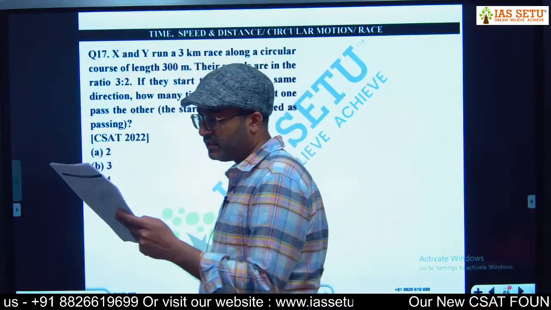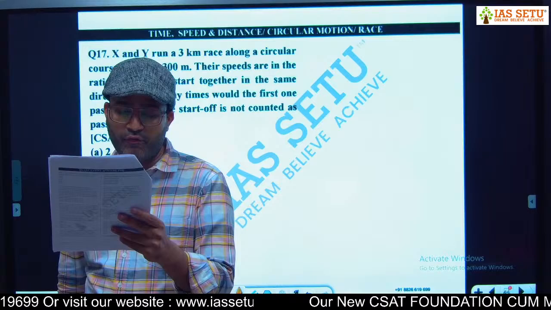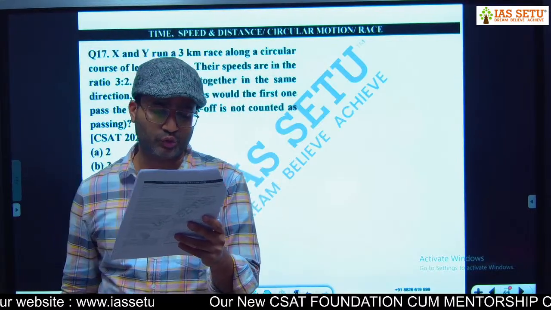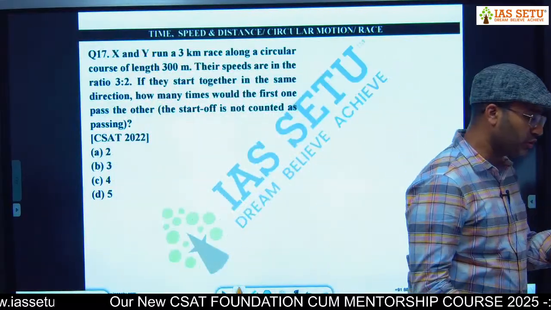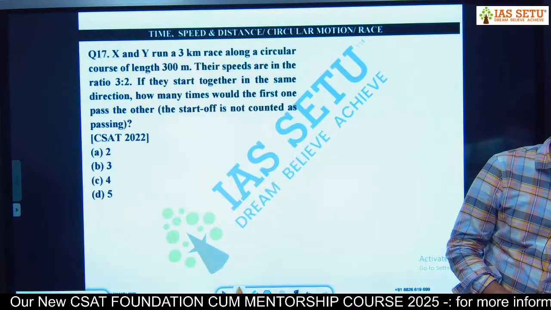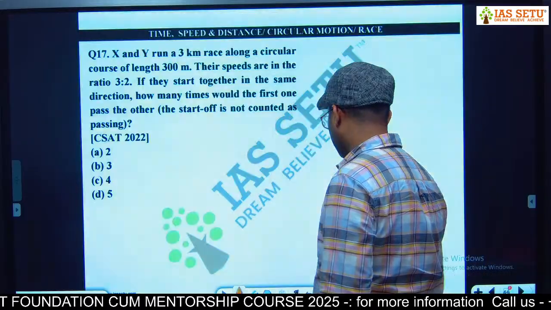X and Y run a 3 kilometer race along a circular course of length 300 meters. Their speeds are in the ratio of 3:2. If they start together in the same direction, how many times would the first one pass the other? The start-off is not counted as passing. ठीक है? I tell you what is this question.